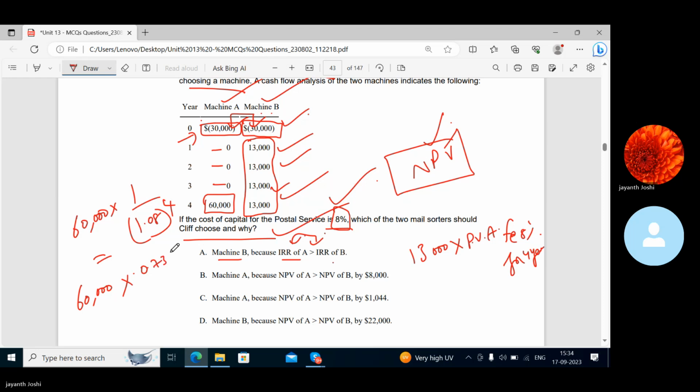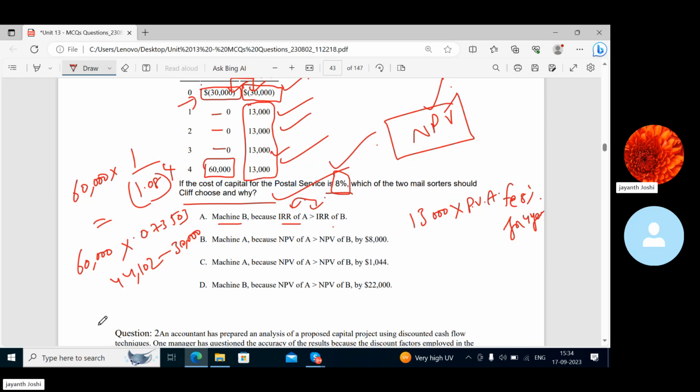44,101. What is the factor? 44,102, you're saying, right? So I think it is 44,102, and the investment is 30,000. I'm removing the investment, and the NPV is the present value of cash inflows minus the present value of cash outflow. What's the difference? 14,102. Okay, and we will do that for machine B.